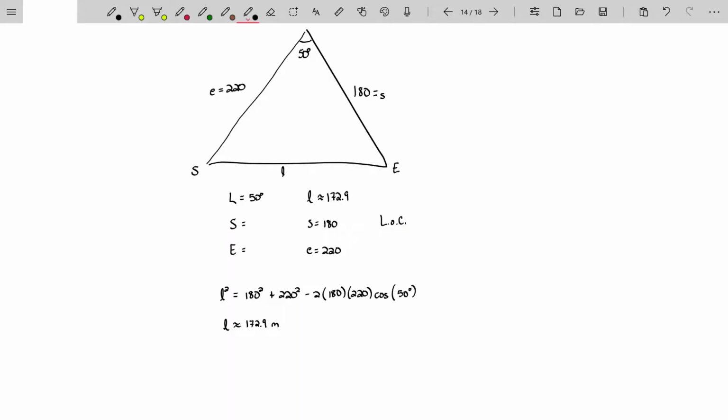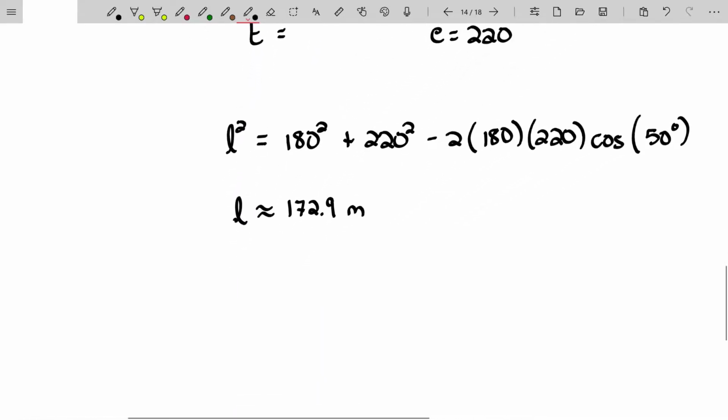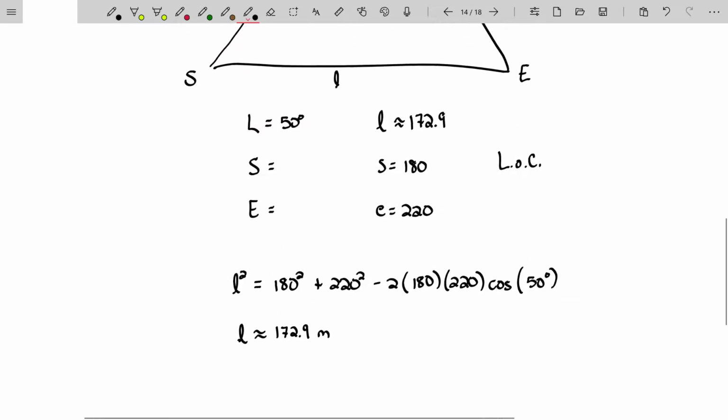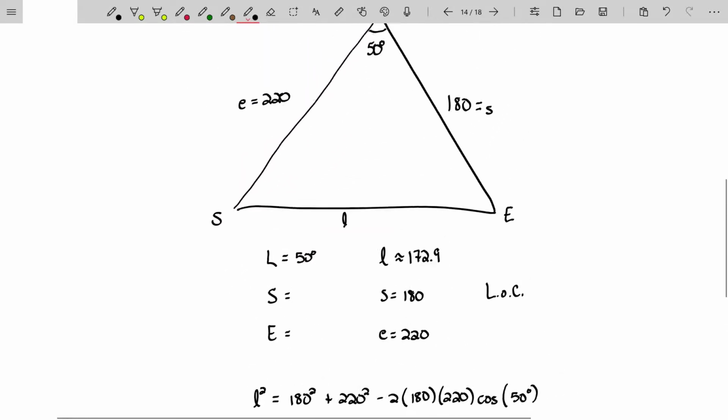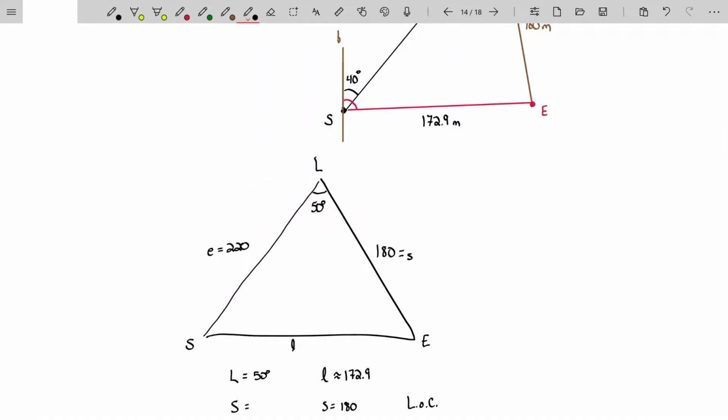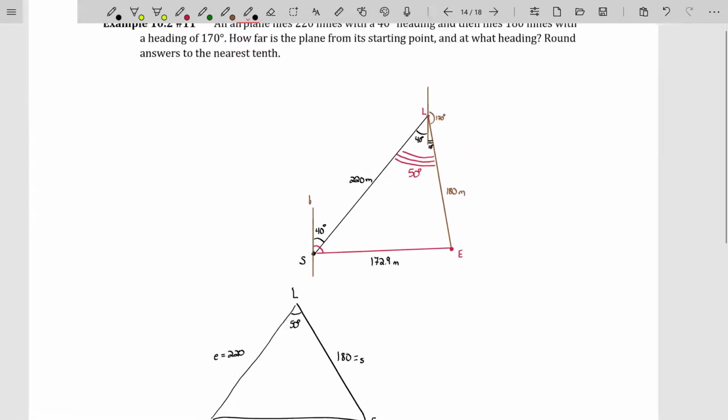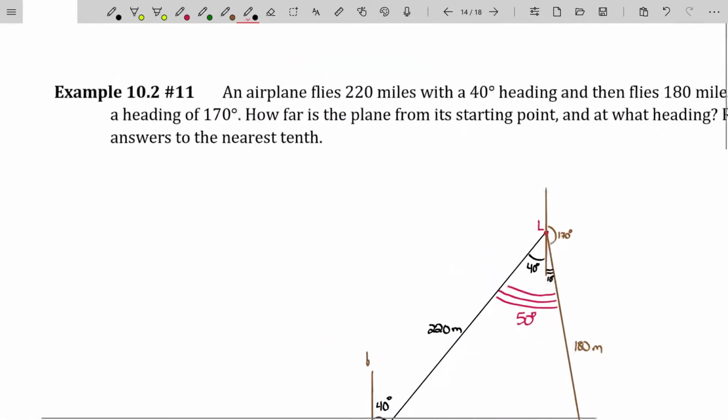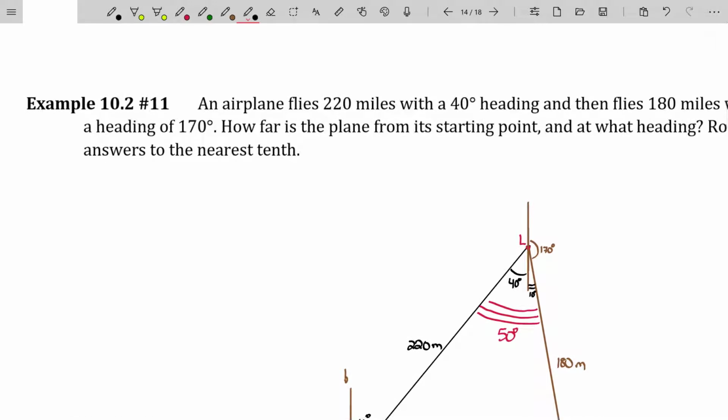So you can see I've written that 172.9 right there. I've also filled it in our table, and I've also written it in our picture. Now, the other part of the question, how far is the plane from the starting point? Well, maybe I should write that here, 172.9 miles. So I'll box that up.